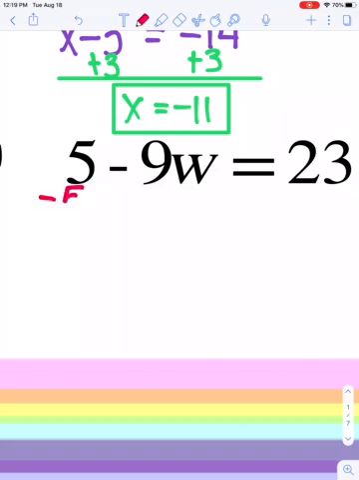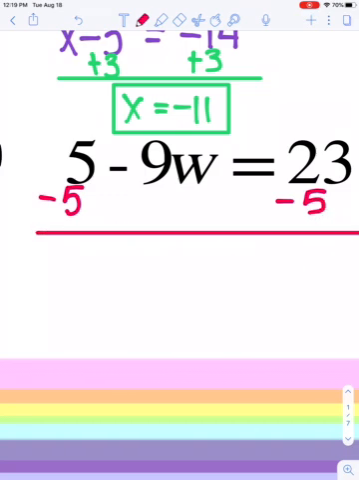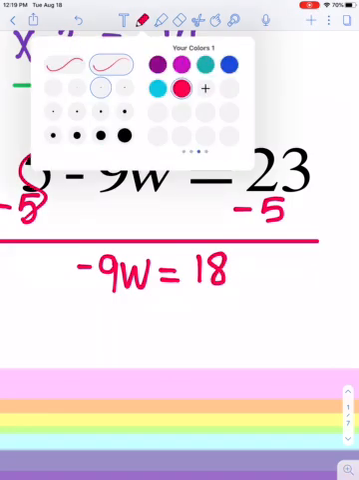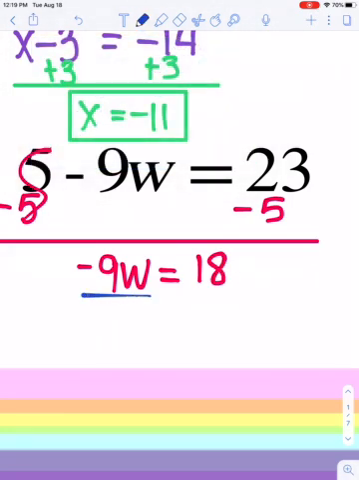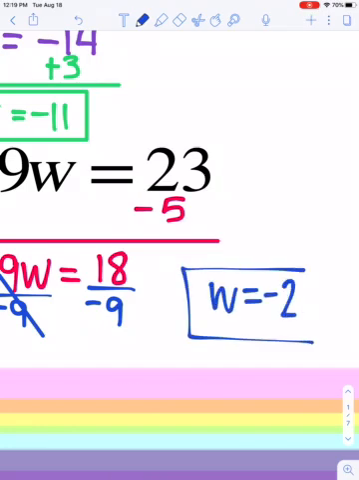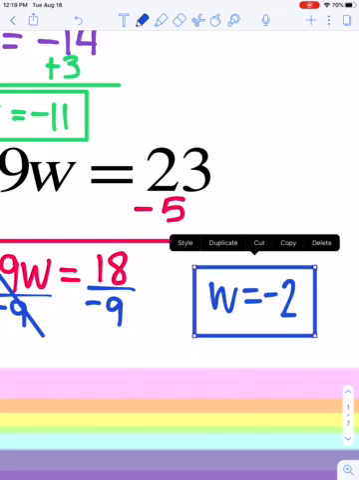So to move the 5, you're going to subtract 5 because it's positive. You always have to look at the sign in front. Okay? So that gets rid of the 5s. Be careful, because now you are left with a negative 9w equals, and then 23 minus 5 is 18. Now w is being multiplied by -9, so you have to divide by -9. And then your answer is w equals -2.